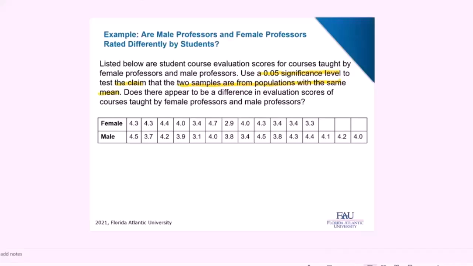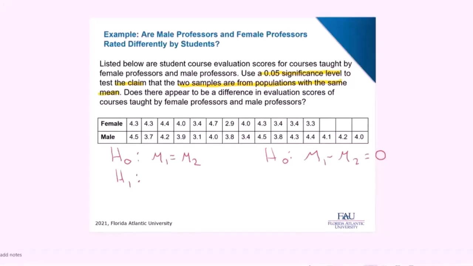The null hypothesis and our alternative hypothesis. We have these two different means. Is mu 1 equal to mu 2, or mu 1 minus mu 2 equals 0? These are the same. If they're equal, then if I subtract them, we get 0. The alternative is for the claim that the two samples are from populations with the same mean. It doesn't say anything about greater than or less than, so it must be that they're not equal.